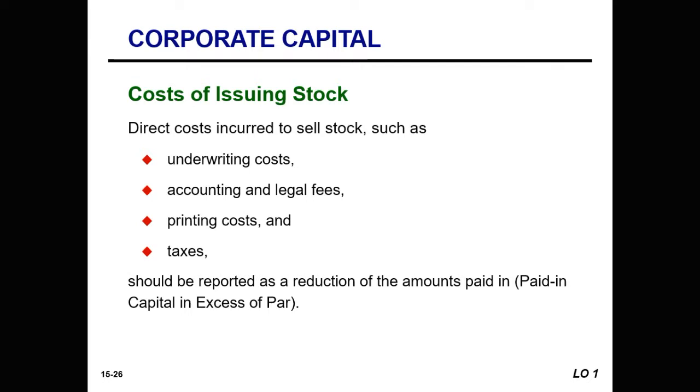There's accounting and legal fees. When you're going public, there are a lot of things that are attributable to stock. There will be printing costs, taxes. Remember, we talked about some states that for no par stock levy very high taxes. These costs that are associated with the actual issuance of the stock should be reported as a reduction of the amounts paid in, typically to the paid-in capital in excess of par account.